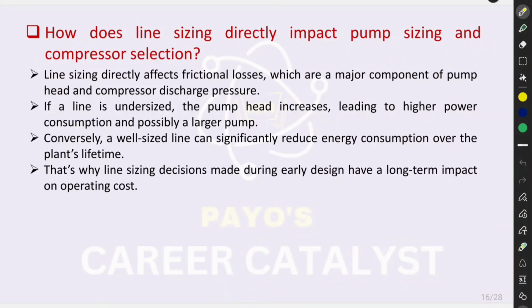How does line sizing directly impact pump sizing and compressor selection? Line sizing directly affects frictional losses, which are a major component of pump head and compressor discharge pressure. If a line is undersized, the pump head increases, leading to higher power consumption and possibly a larger pump. Conversely, a well-sized line can significantly reduce energy consumption over the plant's lifetime. That's why line sizing decisions made during early design have a long-term impact on operating cost.